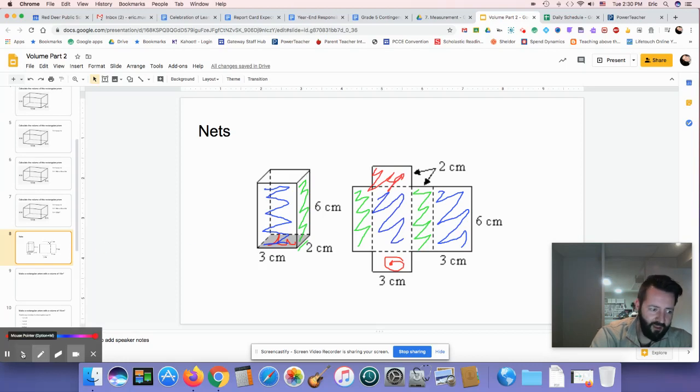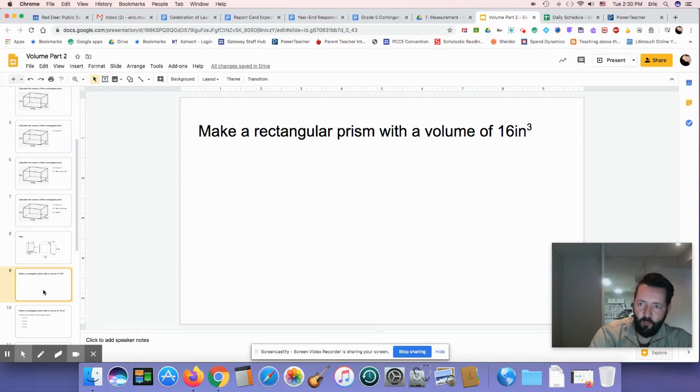So now I'm going to give us a little problem. And the problem says, make a rectangular prism with a volume of 16 inches cubed. Now, when we're calculating the volume, remember, we're multiplying 3 dimensions together. We're going to multiply the length, the width, and the height. So what we need to do is come up with a list of ways that we can multiply 3 numbers together to get a volume of 16 inches cubed.